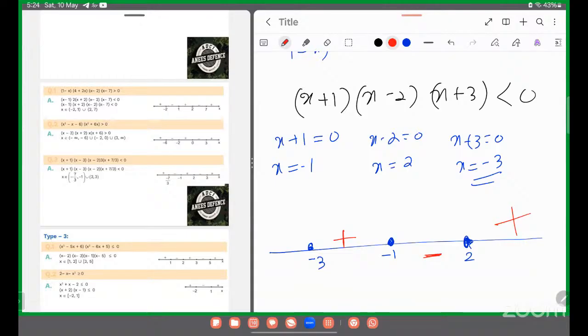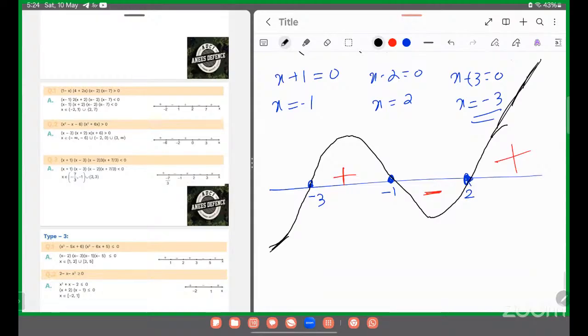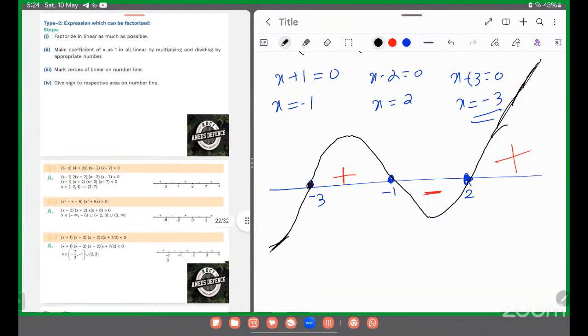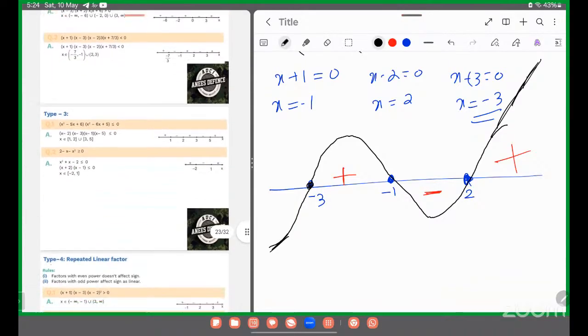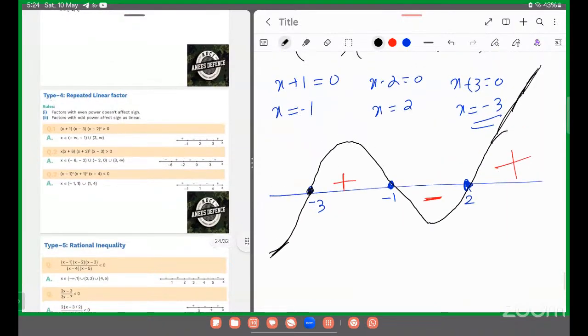So the expected graph will be like this. Here it is positive, then it becomes minus. When it reaches x equal to 2, it becomes 0, then goes negative. At x equal to minus 1 it becomes 0, then goes to positive. Then at x equal to minus 3, it again becomes minus. So this is the graph. In this way, you can plot the graph. That is known as the wavy curve method.